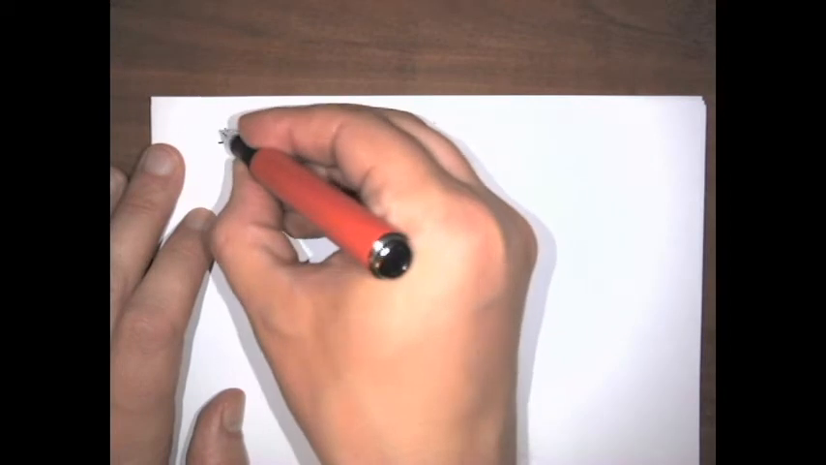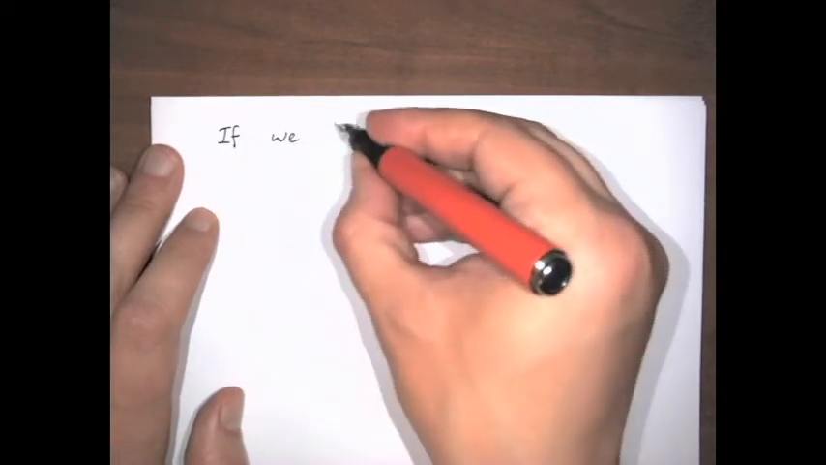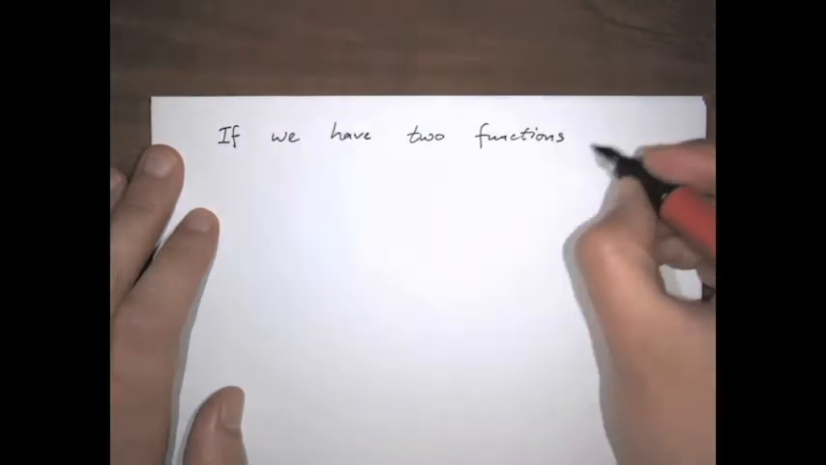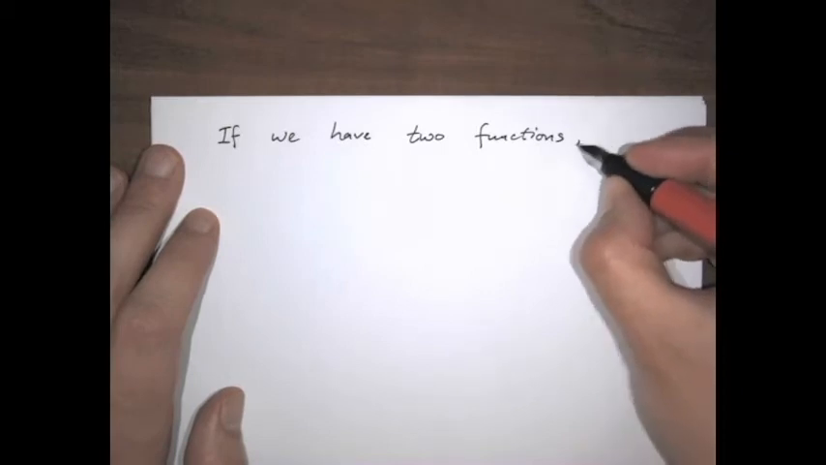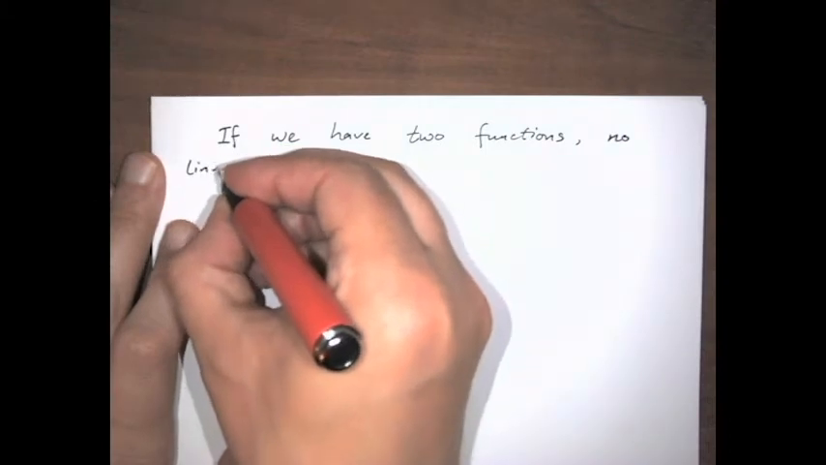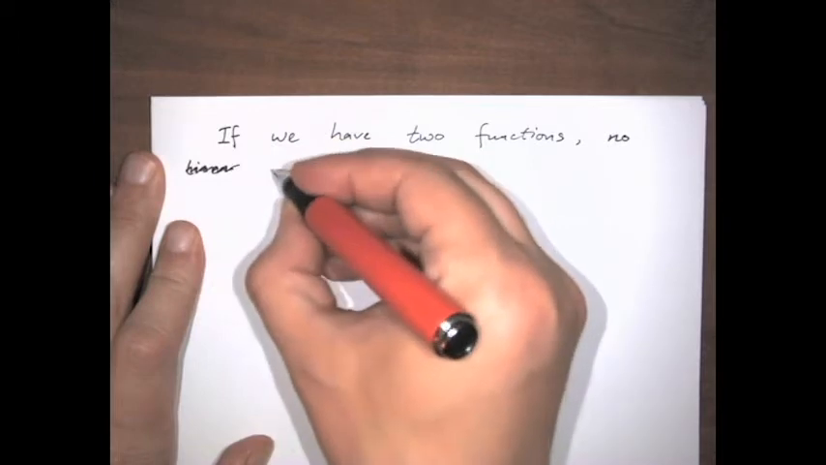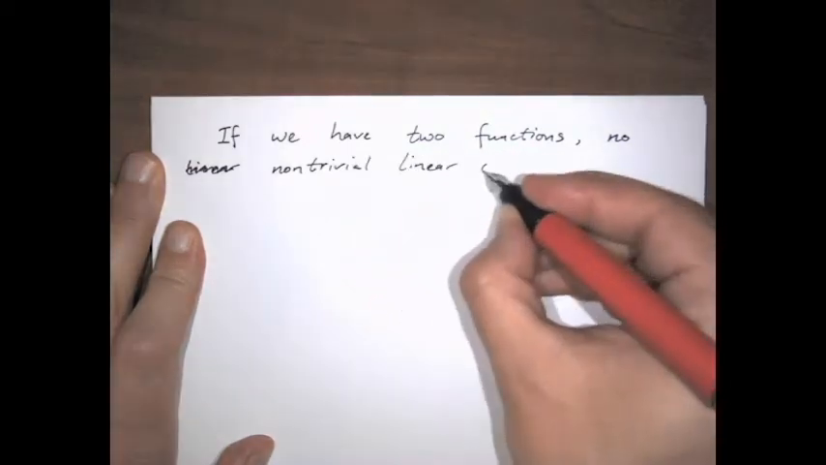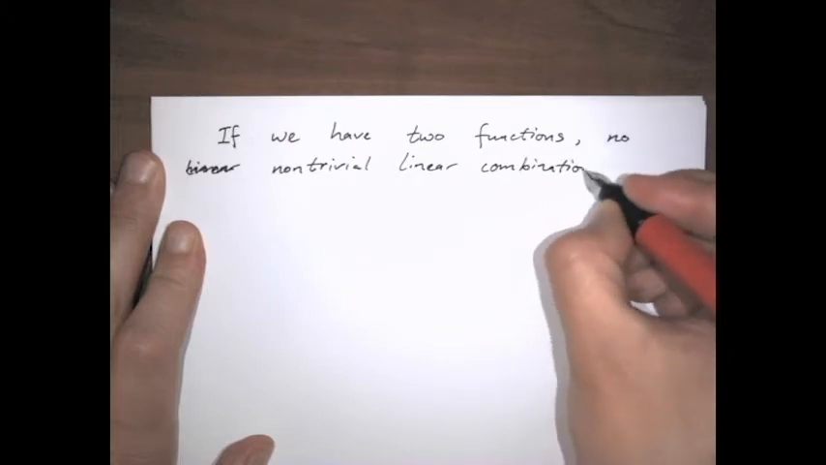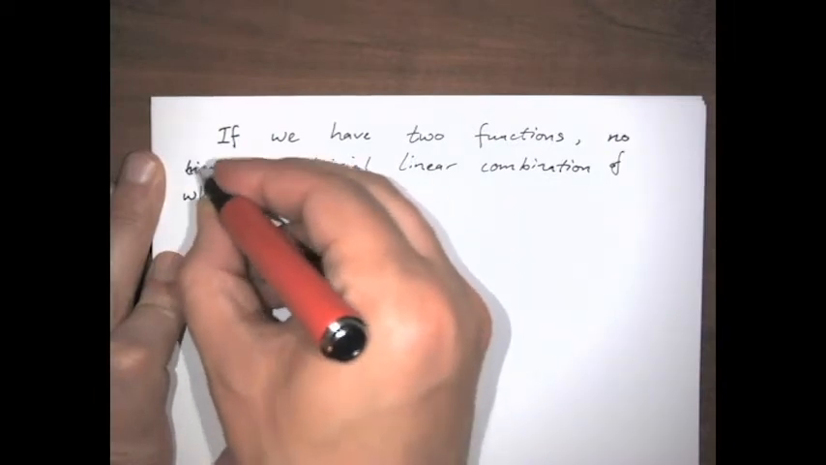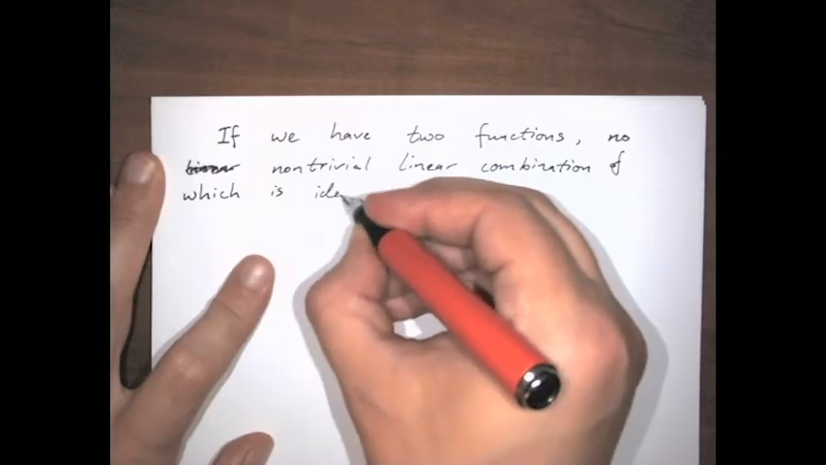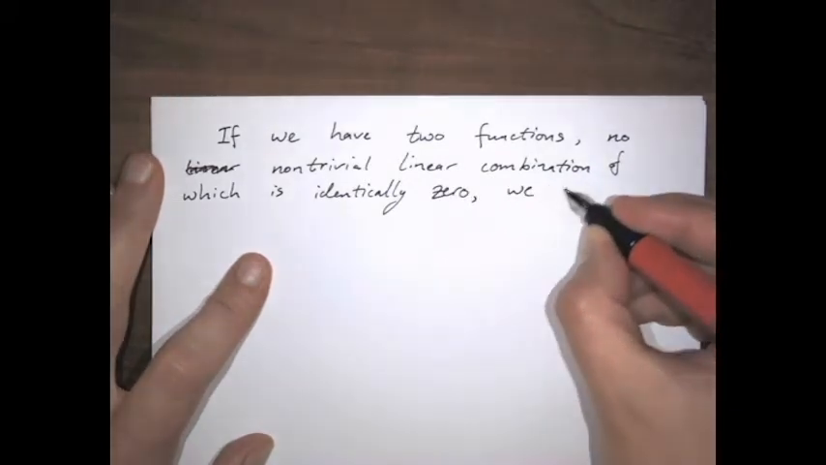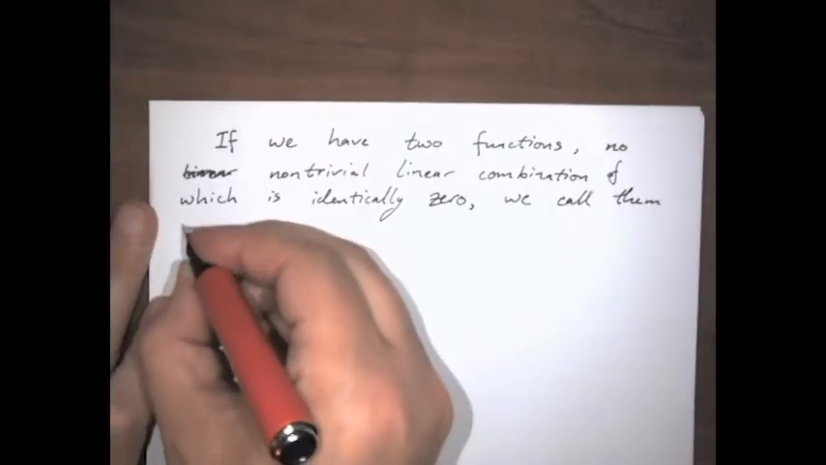So if we have two functions, no linear combination of which, I should say no non-trivial linear combination of which is identically zero, we call them linearly independent.